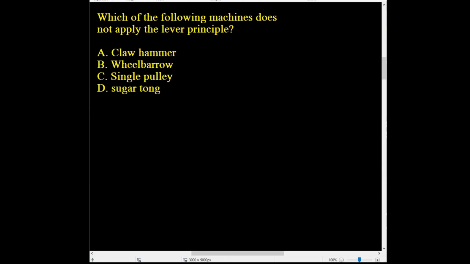Sir, single pulley. Single pulley. Sir, is this? Yeah, single pulley, that's correct, okay?